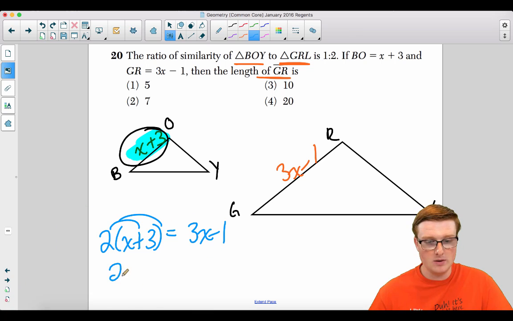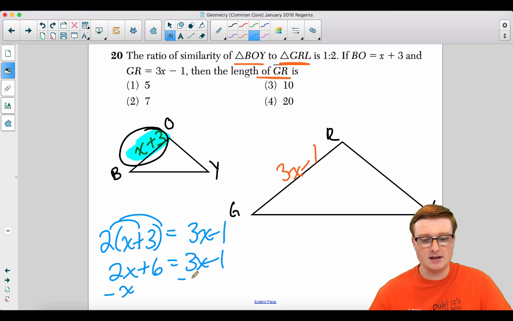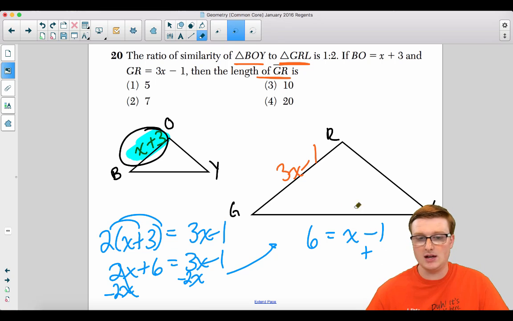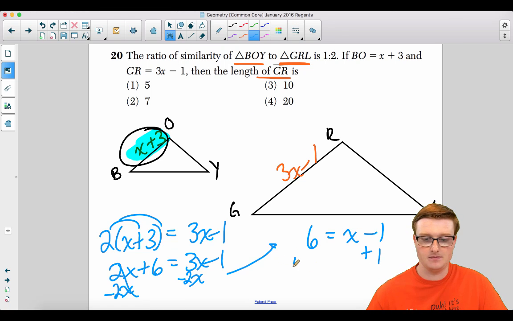Distribute the 2. We get 2x plus 6 is equal to 3x minus 1. We are going to then subtract the 2x on both sides, and we get 6 is equal to x minus 1. Add the 1 on both sides.